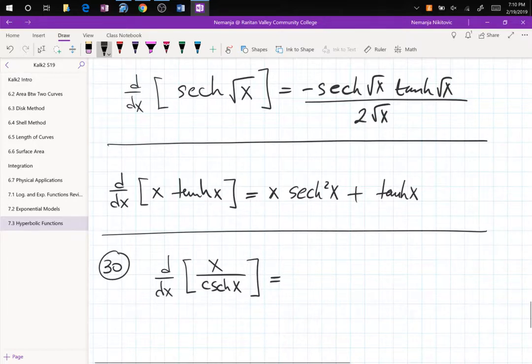Plus the first one times the derivative, which is 1. Who got what? Nice. And the same thing here.